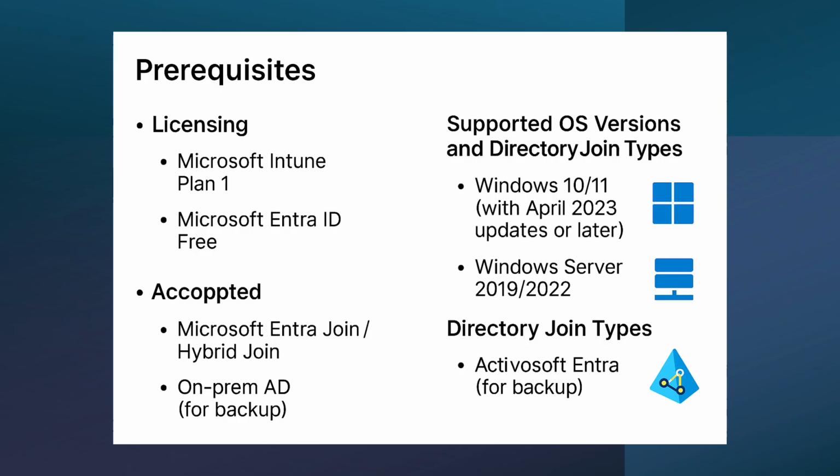Supported OS versions: Windows 10 and Windows 11 onwards, including Windows 10 and Windows 11 Pro and Enterprise editions. It doesn't support Home edition, and Windows Server 2019 onwards. Directory join types: of course, hybrid-joined systems will work here.